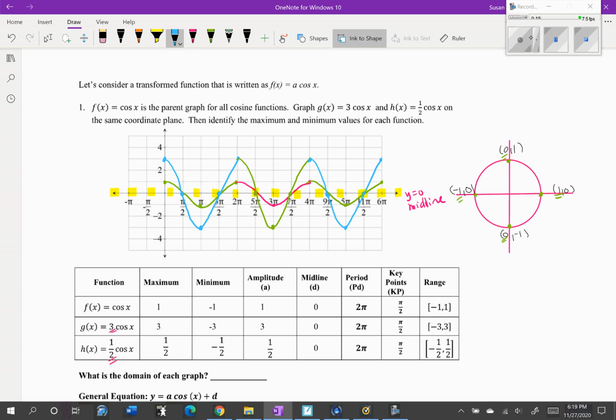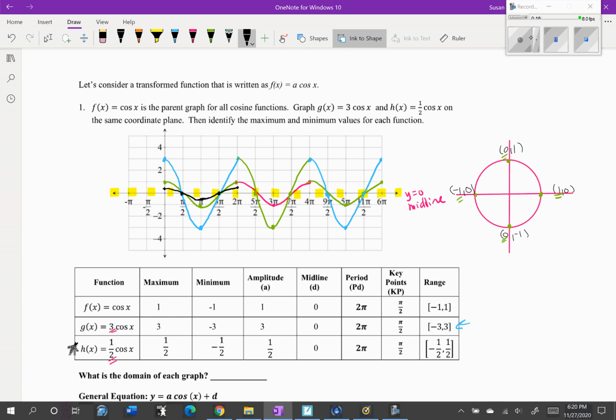So the maximum is at 3, minimum is -3, the amplitude is 3. The midline hasn't changed, neither has the period or the key points, but the range changed from bracket -3 to 3. So for the next one with the 1/2, that means we're going to multiply the y values by a half. So 1 times a half is a half. This stays at 0, -1/2, 0, and 1/2. So this would be y equals 1/2 cosine x, that third equation right here.